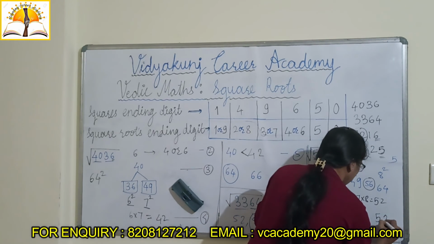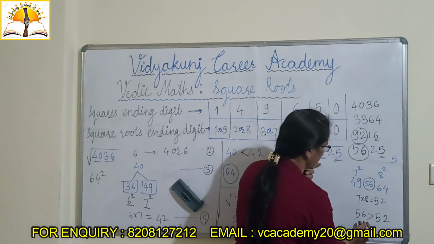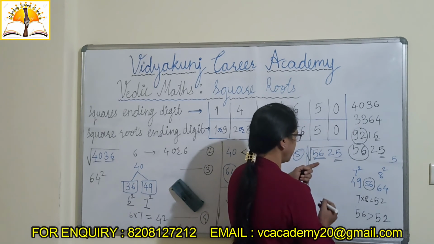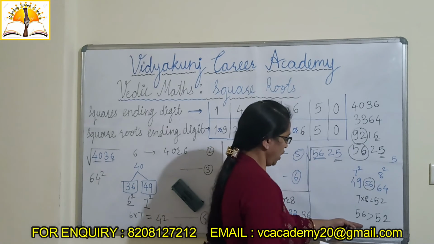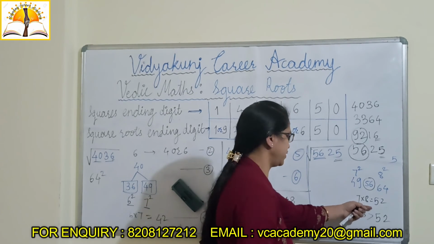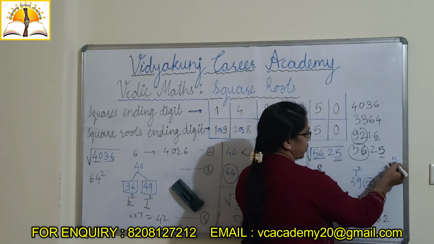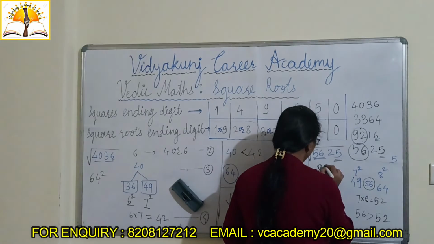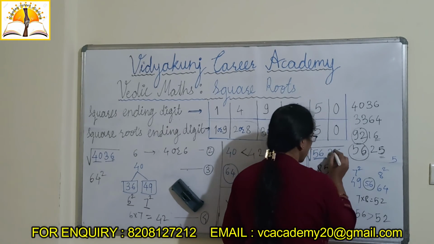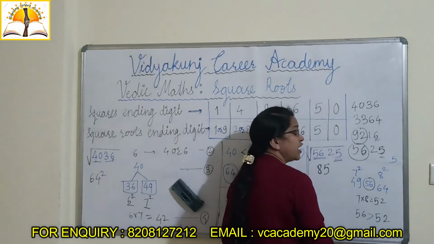Which is the bigger number? This is the bigger number. If it is the bigger number, what we have to take here? The bigger number from this, 7 or 8. 8 is the bigger number. So I have to write here 8. And here is no choice. It is 5 only. So I have to write here 5. And it is the square root. This is the square. If this number's square root will be 85.